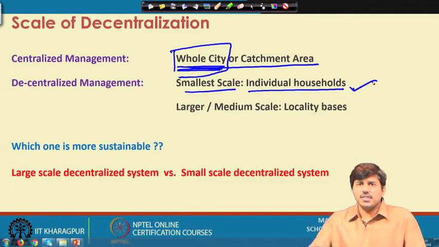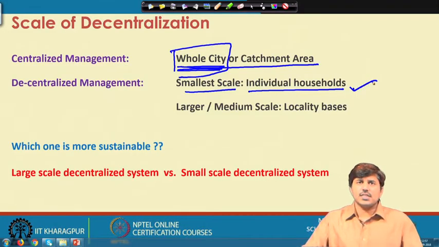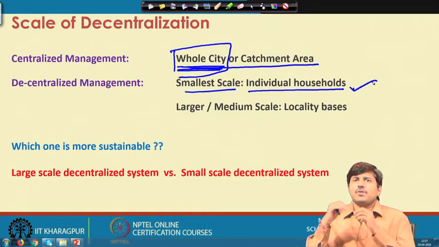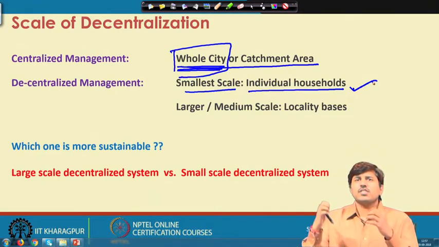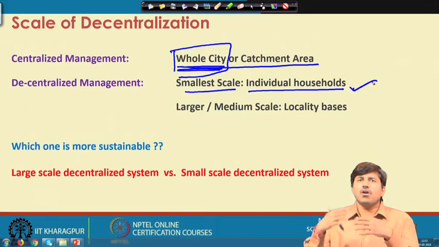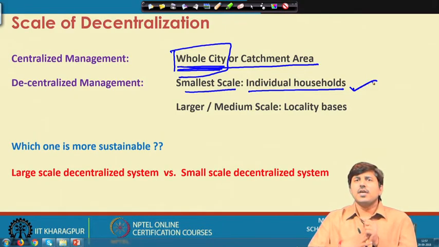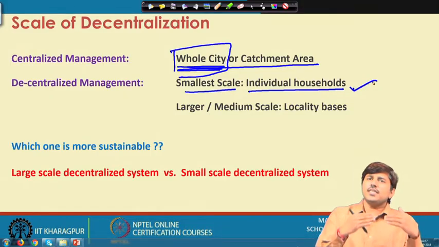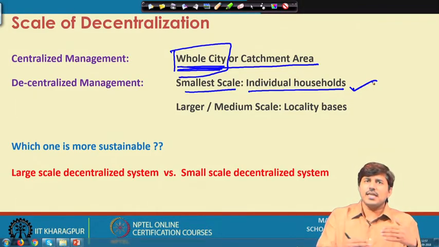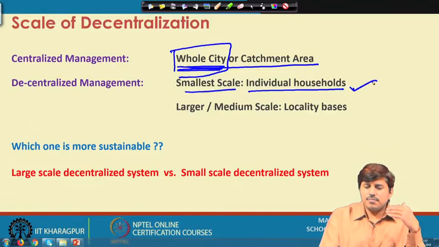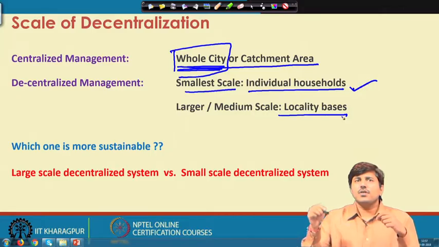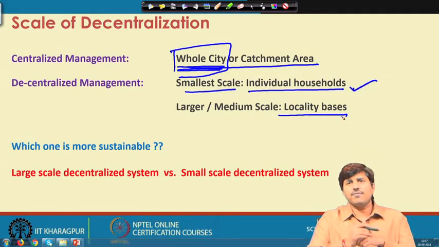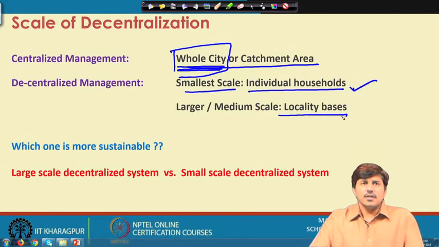Then from there we went to the centralized system, and now more emphasis is being given to the decentralized system, but the decentralized system now being promoted is not at the smallest scale, but a little larger, a medium scale decentralized system. We are saying that we can decentralize at various levels and various scales. The medium scale, some locality or regional basis decentralization, is the one being more favored these days.